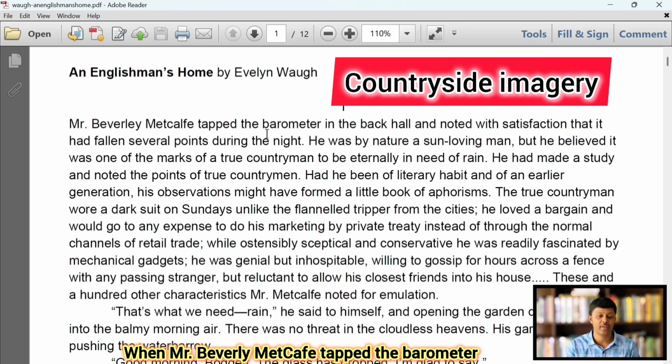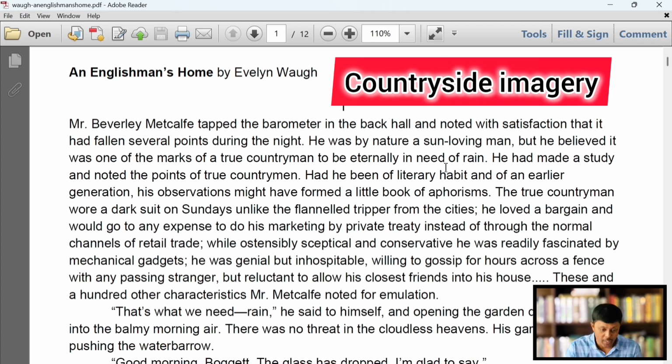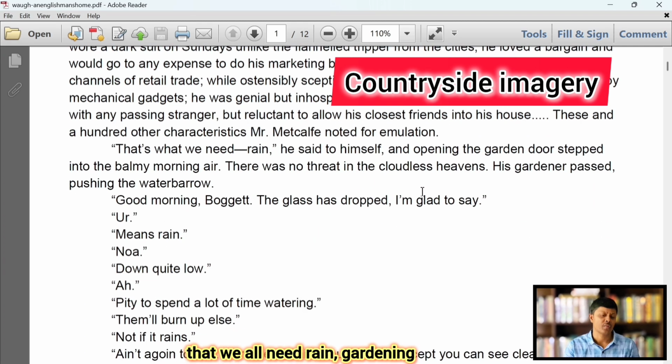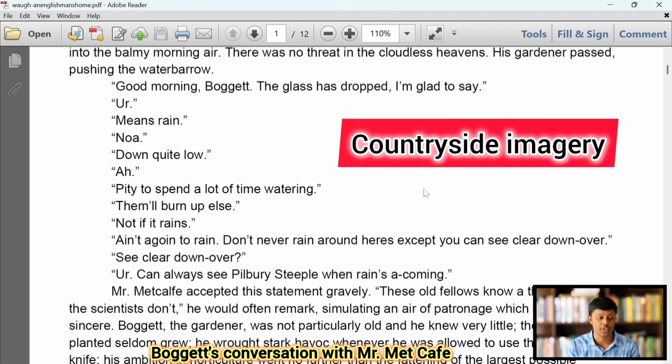"When Mr. Waverley Metcalfe tapped the barometer in the back hall and noted with satisfaction that it had fallen several points during the night. He was by nature a sun-loving man, but he believed it was one of the marks of true countrymen to be eternally in need of rain." So, countryside, rain, etc., that we all need rain, gardening, Boggett's conversation with Mr. Metcalfe, everything seems so to the point that they indicate nothing but the countryside. There are lots of connected imagery which specifically point out the nature, the countryside.